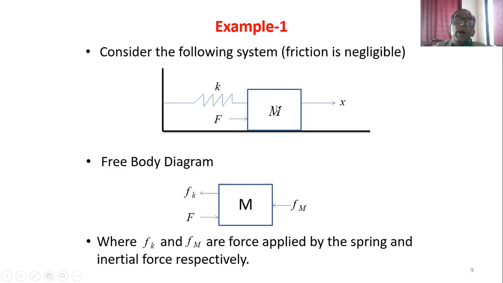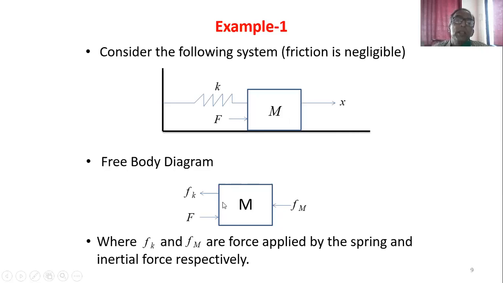And then because of the application of force, this mass, if you remember, will be accelerated, and that mass will provide me inertia force. That inertia force will be opposite to the accelerating force. If the accelerating force F is acting like this, the inertia force will be acting in the opposite direction. So F is in this direction, and inertia force and spring force are in the opposite direction, where Fk and Fm are the force applied by the spring and the inertial force respectively. So this is called a free body diagram of this spring mass system.